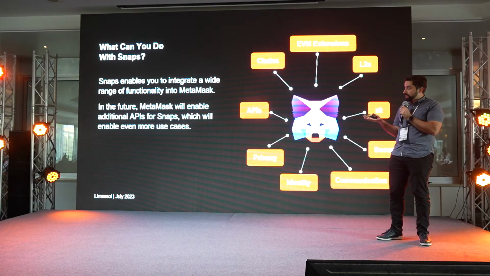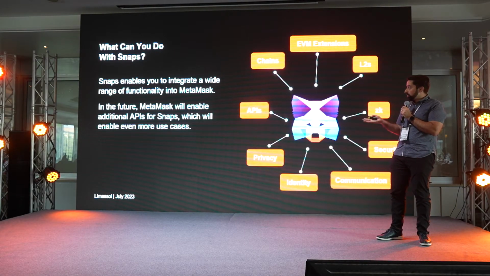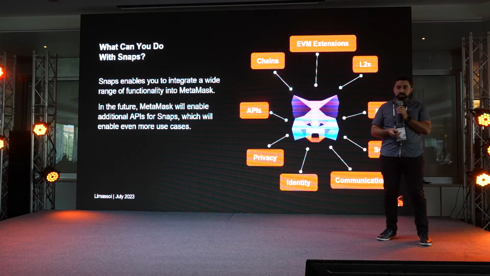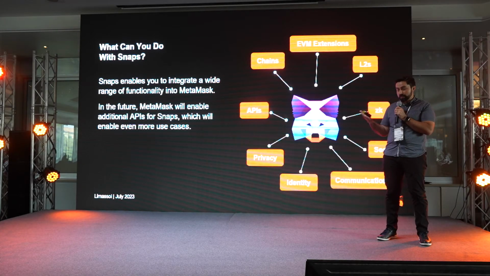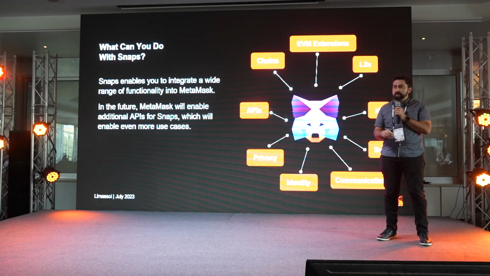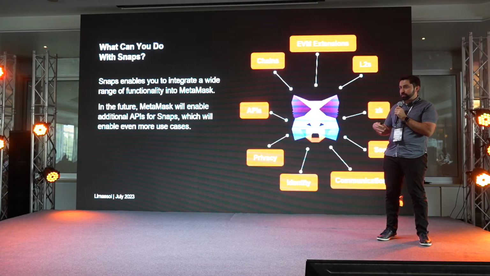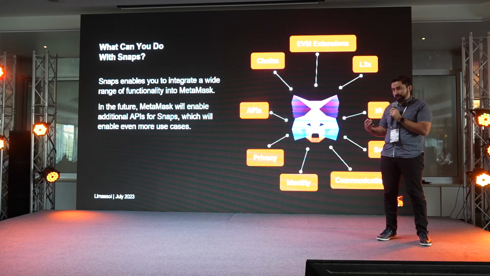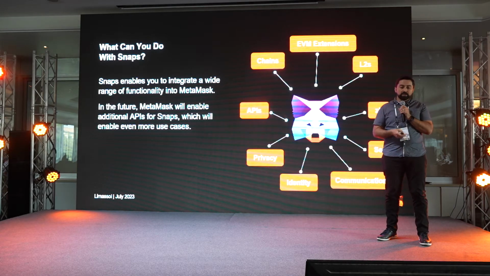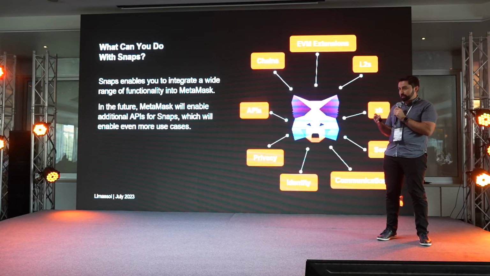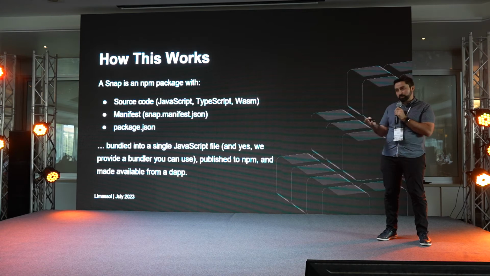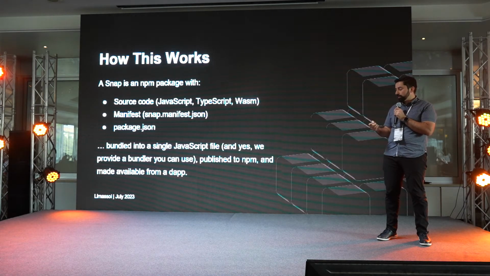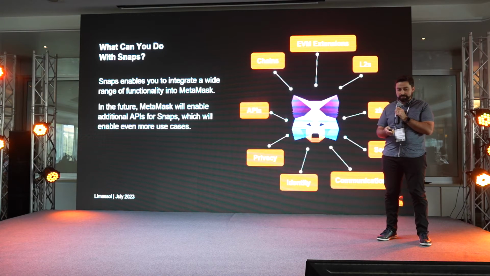And so what can you do with these snaps? There's a wide range of functionality. You can implement different blockchains, even non-EVM blockchains and layer 2s. You can connect to various APIs. You can do ZK use cases. You can actually do ZK proving inside of a snap and enable ZK functionality. And you can do different kinds of applications around privacy, identity, communication, and security. And as we add more APIs to the Snaps environment, we enable even more use cases.